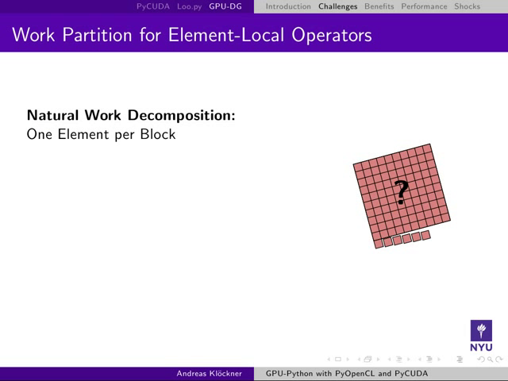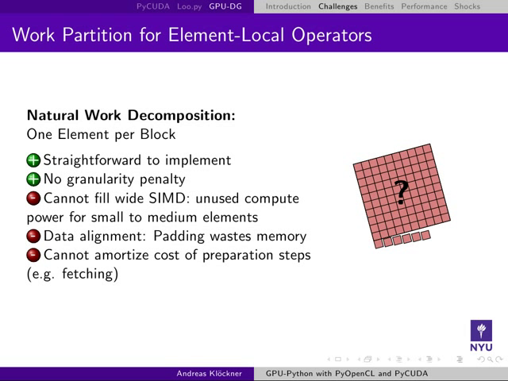Then another question: what do you use for a work decomposition? Well, there's one that's sort of flashing bright red in front of your face. You have all these elements and they contain a nice chunk of work. Why not map one element to one of these work groups, or in PASI terminology? That's nice. It's straightforward to implement, and you don't have a granularity penalty because you might have some overlap at the end. On the other hand, you can't fill wide SIMD.